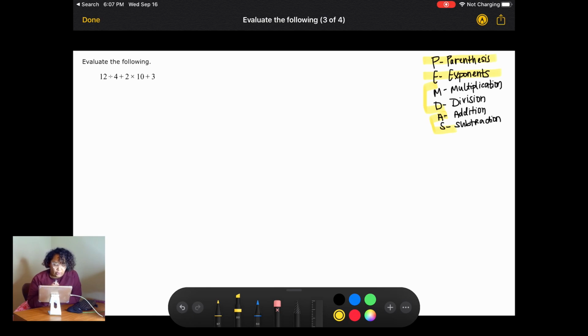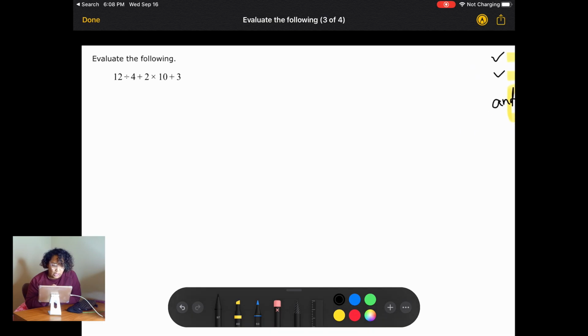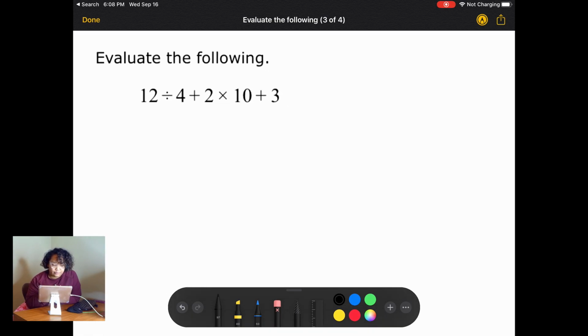So to start the question, it says 12 divided by 4 plus 2 times 10 plus 3. So we look and there's no parentheses, so we don't have to worry about that. And there's also no exponents. Don't have to worry about that. And then it tells you multiplication and division. Remember, we're doing them together, okay? So if I look at my question, I have multiplication here and division here.